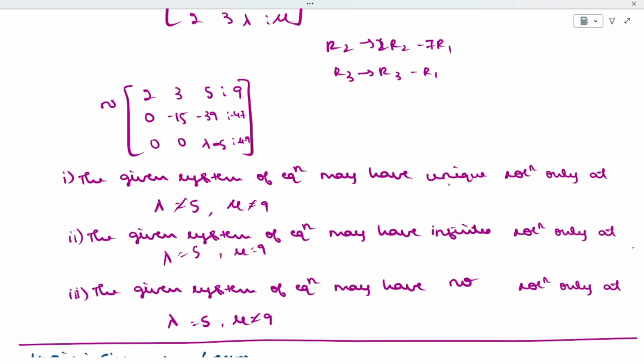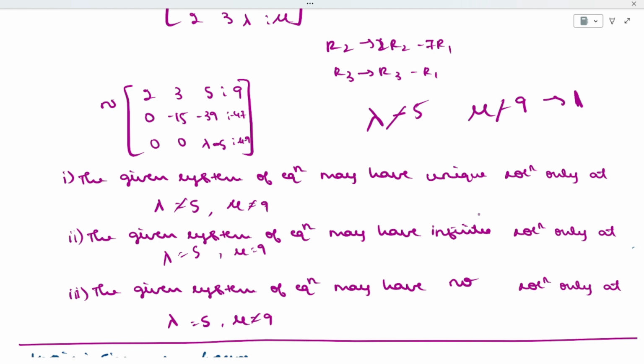Now they have said for unique solution. That means only one solution. Then for a unique solution, lambda should not be equal to 5 and mu should not be equal to 9. See here you have got lambda minus 5, mu minus 9. Both should not be equal to that. That means you have one solution.